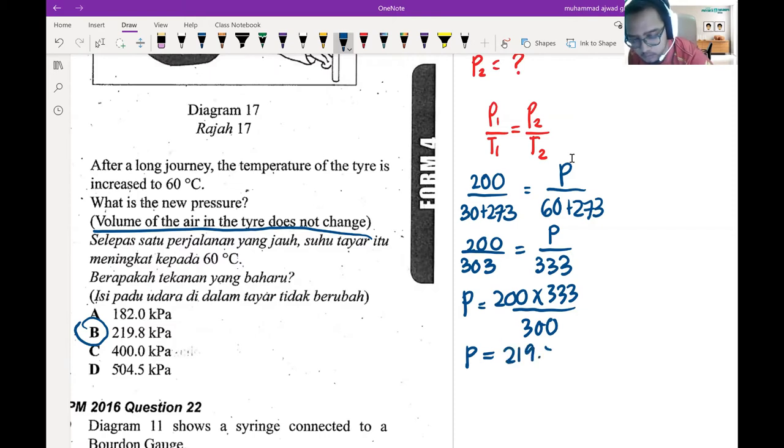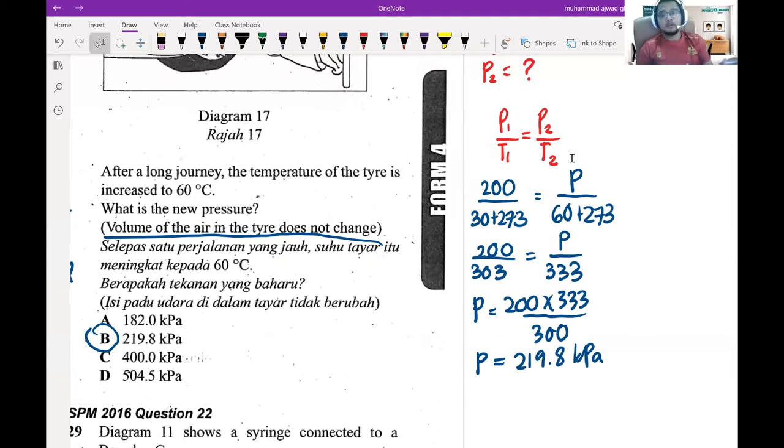Betul tak? Betul. Yeah, so the answer is B. Jangan lupa tukar Kelvin. Tu je, jangan lupa tukar Kelvin. Okay, so korang nampak soalan pressure law, yang atas pun kira, yang bawah pun kira. Yang Charles's law tadi, graph. Yang Boyle's law pun, graph. Okay.